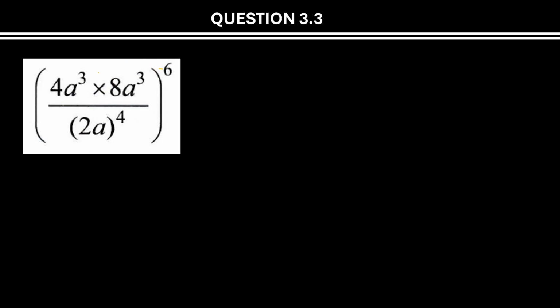And on the inside, we can simplify the numerator on its own. We can simplify the denominator on its own. So this is basically just like three small sums in a big one. Like this is very easy. We know that 4 times 8 is 32. So this is 32, a to the power of 6. And then here, 2 to the power of 4 is 16, a to the power of 4.